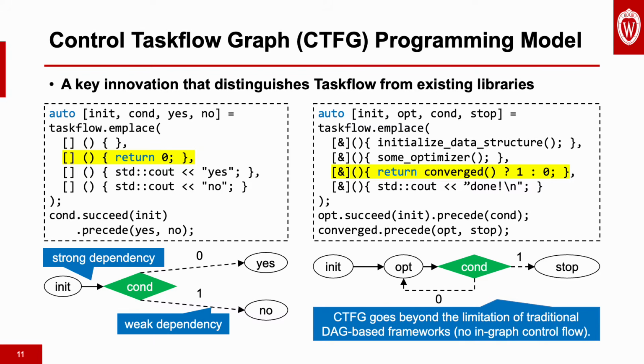A key innovation that distinguishes Taskflow from existing libraries is our Control Taskflow Graph Programming Model, or CTFG. CTFG goes beyond the limitations of traditional directed acyclic graph-based model that does not allow you to perform in-graph control flow. With CTFG, you can create a condition task that returns an integer value indicating the next task to run. So you can perform if-else conditional tasking or iterative control flow that keeps running a subgraph until the condition is met.